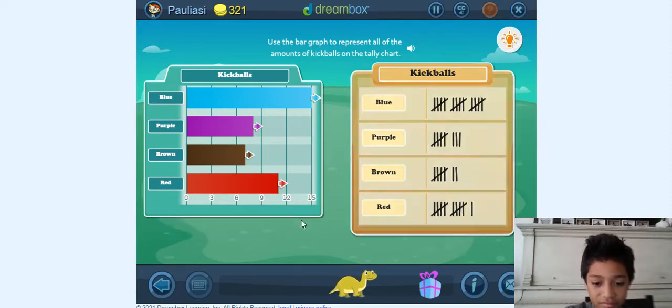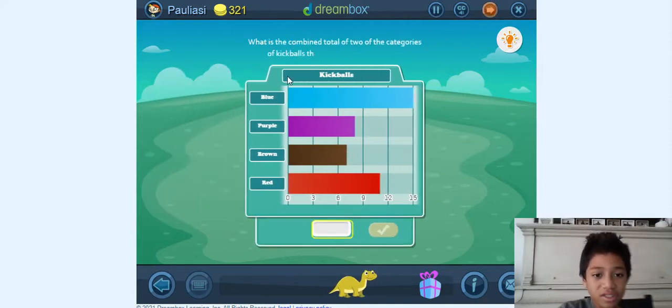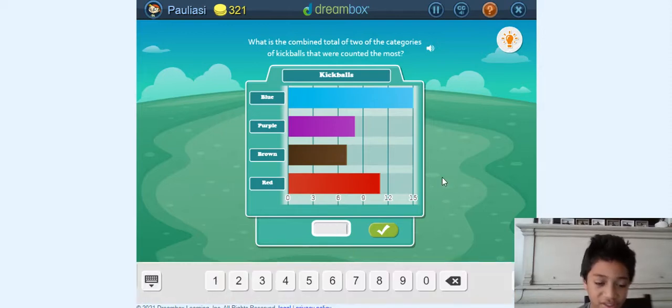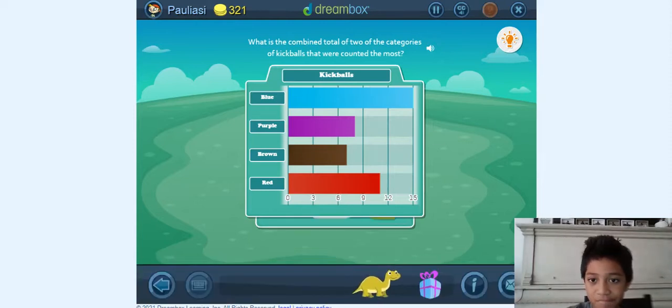So now it's one more. What is the combined total of the two categories of kickballs that are counted the most? The two that are counted the most were 11 and 15. So 11 plus 15 would equal 10 plus 7 equals 20. And then there's still 6 left, so 26. Check mark. Now we are done.